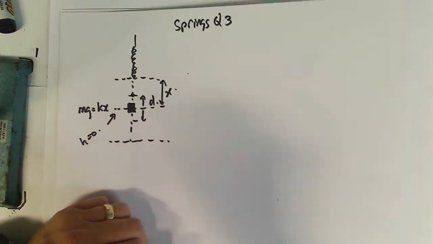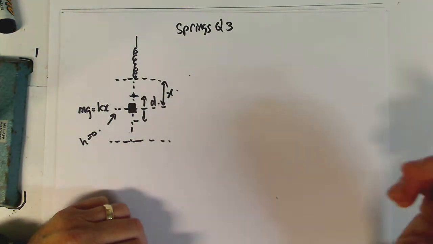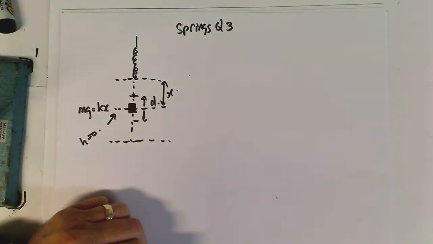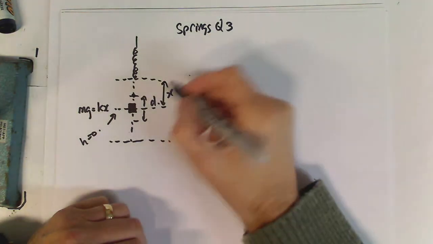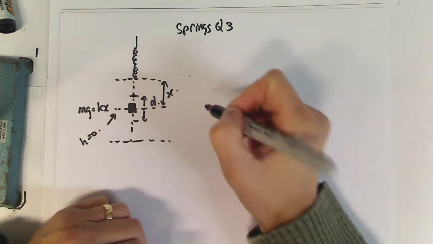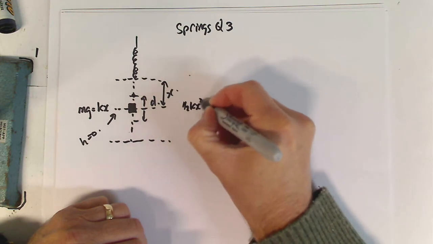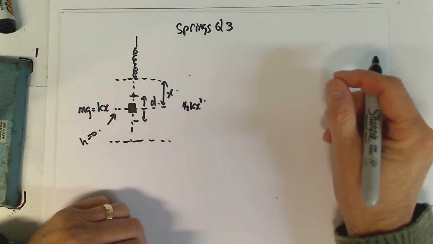So total energy at that point where we start the bounce is not going to change just because it goes through the middle. But when it goes through the middle, the only energy it's got, if we define the middle as h equals 0, is elastic energy in the spring, half kx squared.